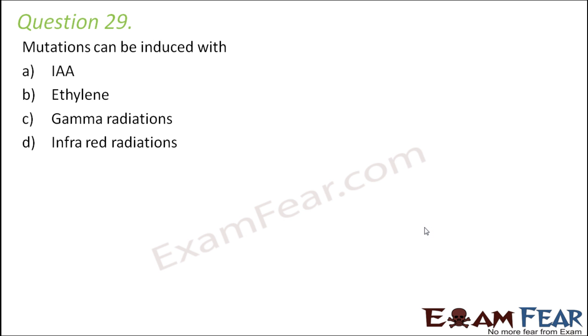Question number 29. Mutations can be induced with IAA, ethylene, gamma radiations, infrared radiations. So the correct option would be gamma radiations, because if you remember, induced mutation happens with the help of physical and chemical agents, and they are called mutagens. Under physical mutagens we have the radiations which are capable of bringing about a change in the chromosomes, like gamma radiation, ultraviolet radiation, or X-rays. So they are all examples of physical mutagens. Gamma radiation also is an example of a physical mutagen.